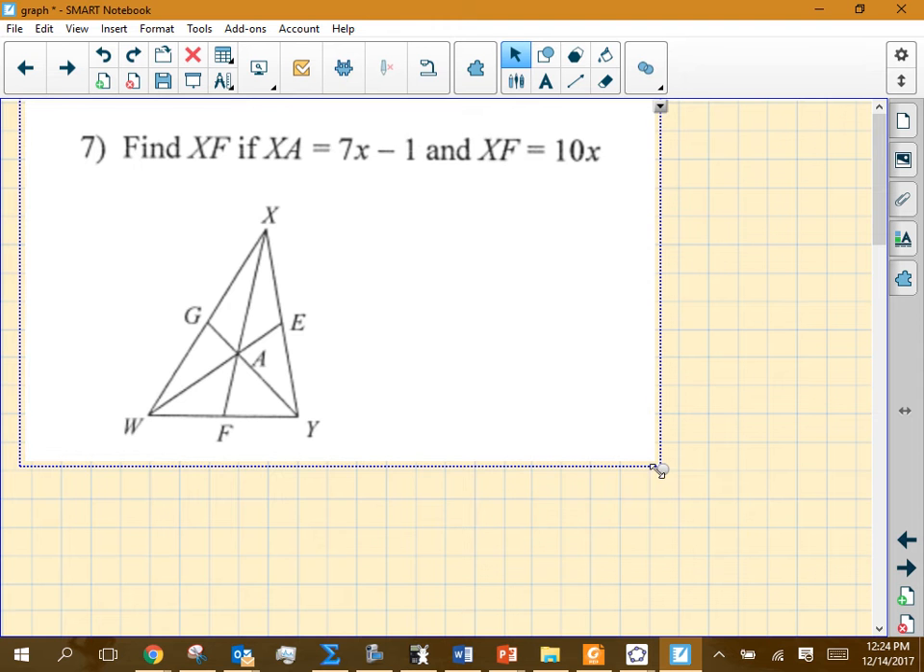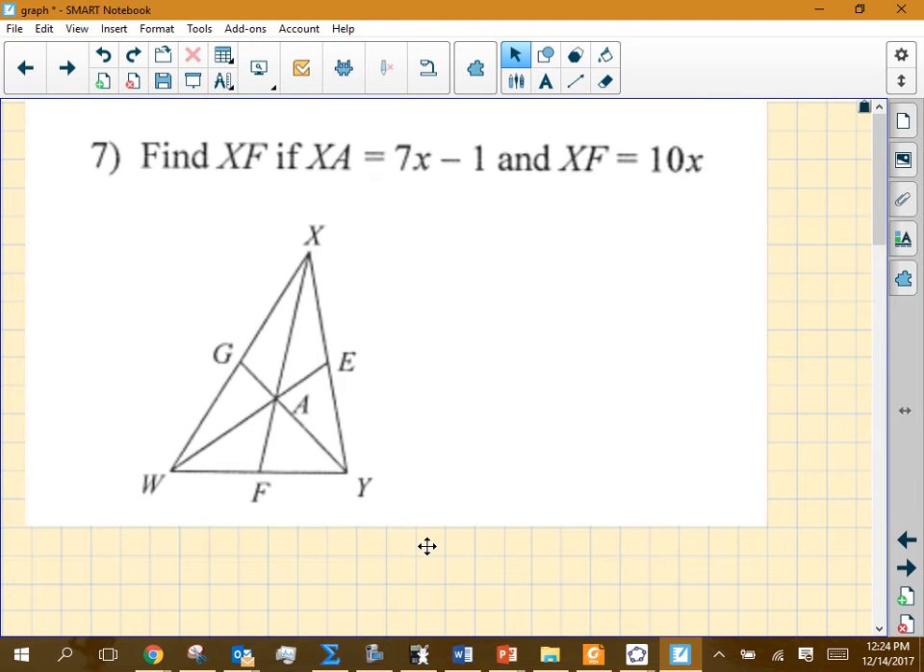All right, so they're telling us here: find XF if XA is 7x minus 1 and XF equals 10x. So we're actually talking about just two segments here, right? XA and XF. I think it's a good idea to just visualize which parts they're giving us. So there's XA, and then that's XF, right? Now, what ratio are we going to use, if those are the parts that they give us?